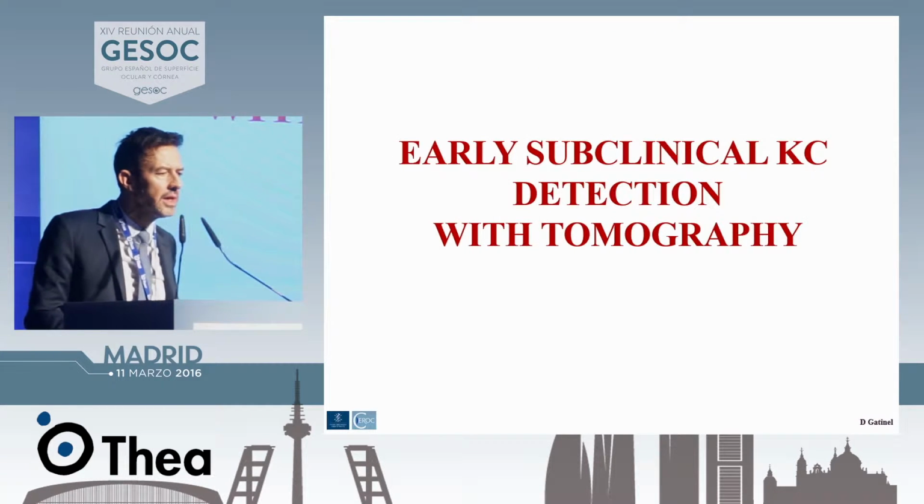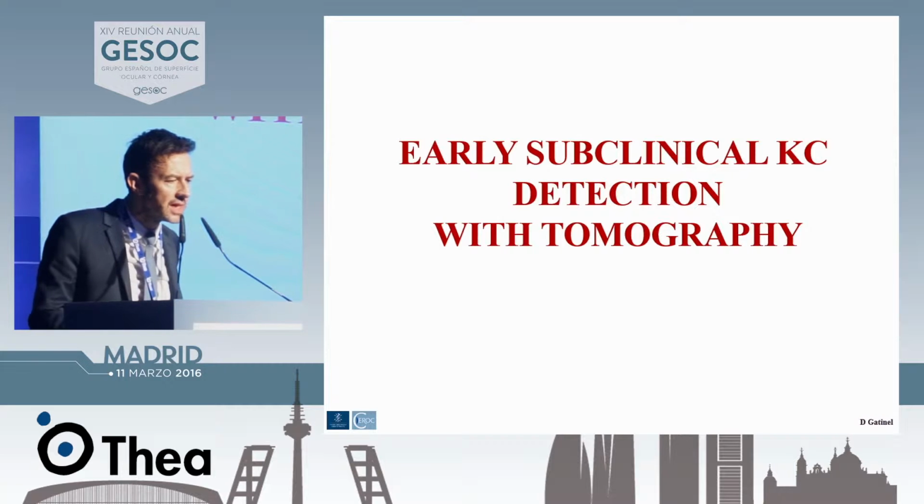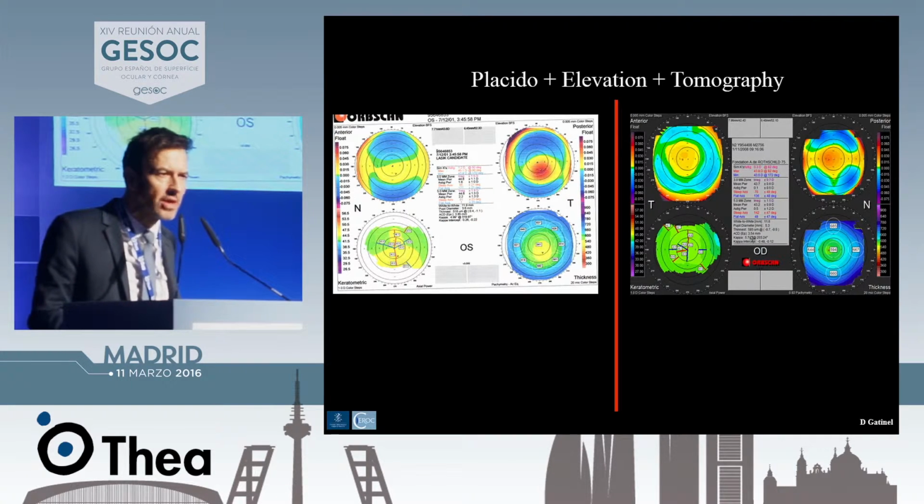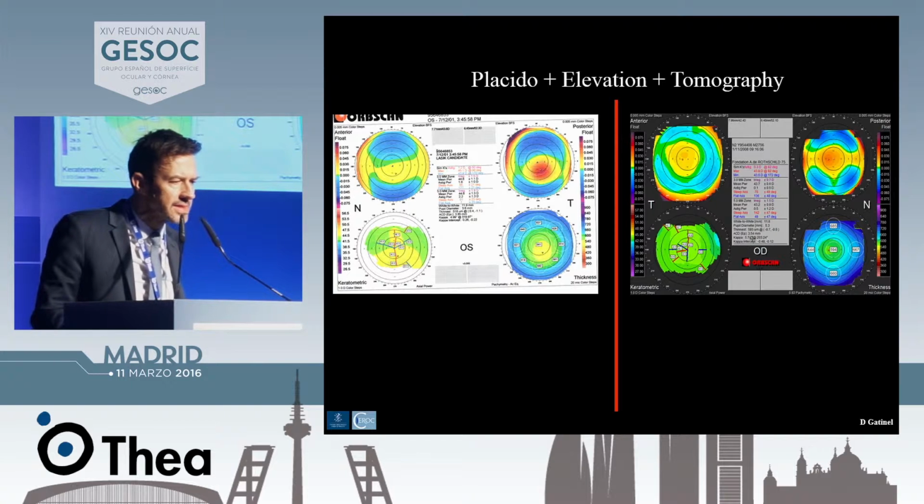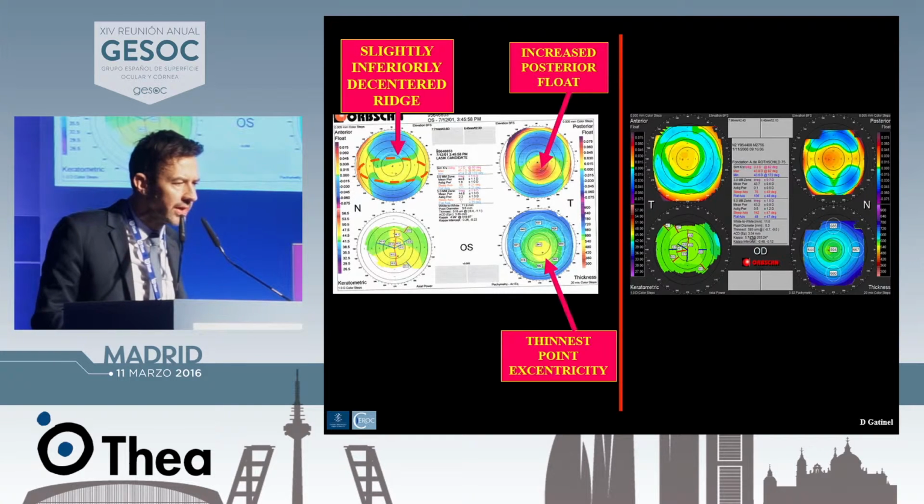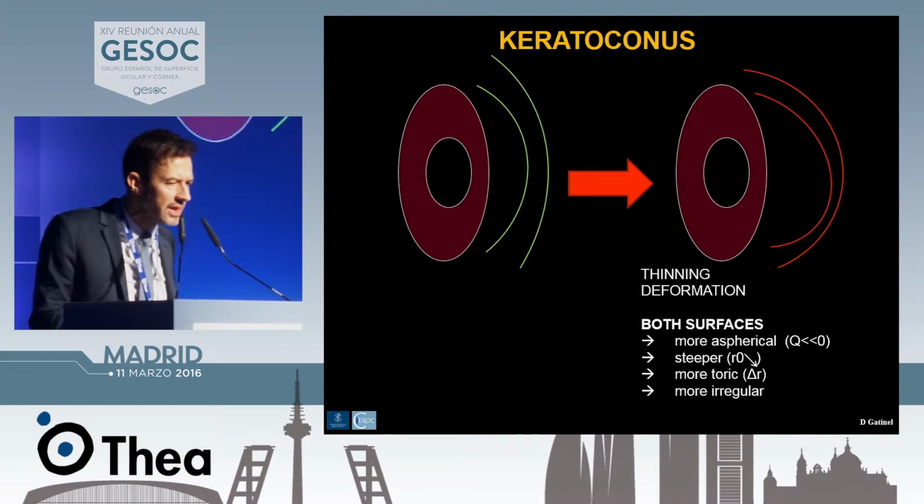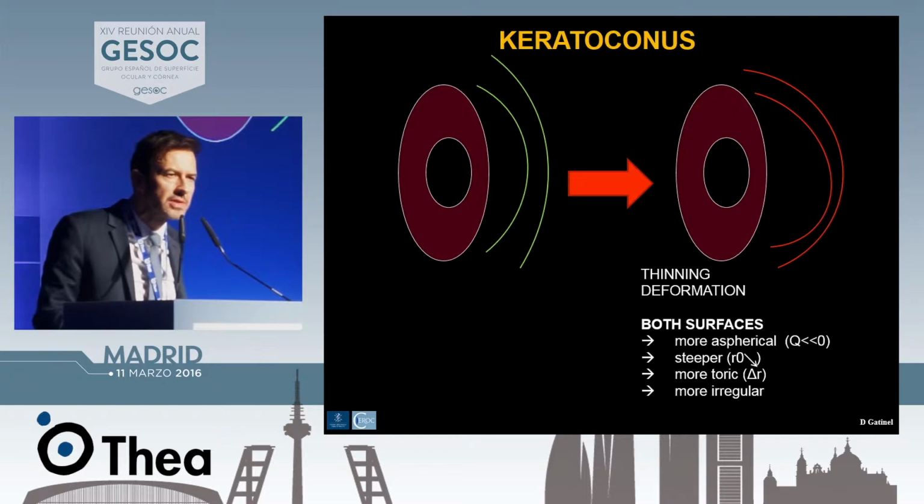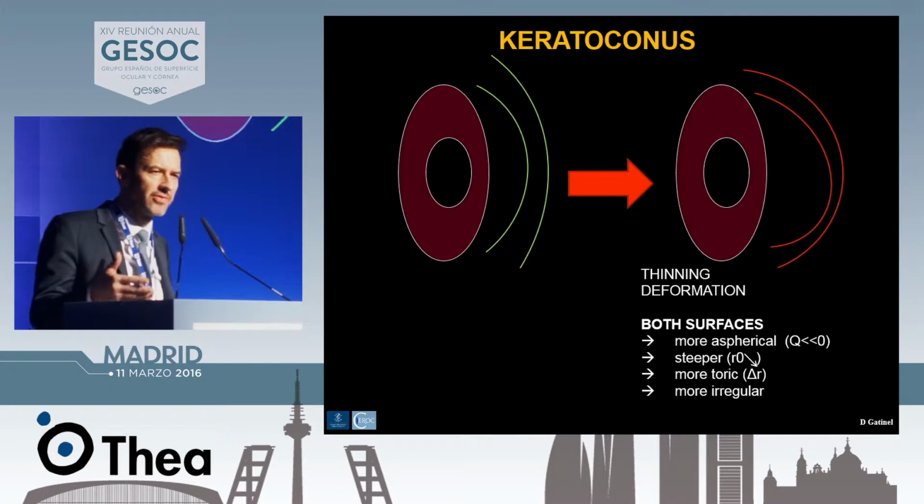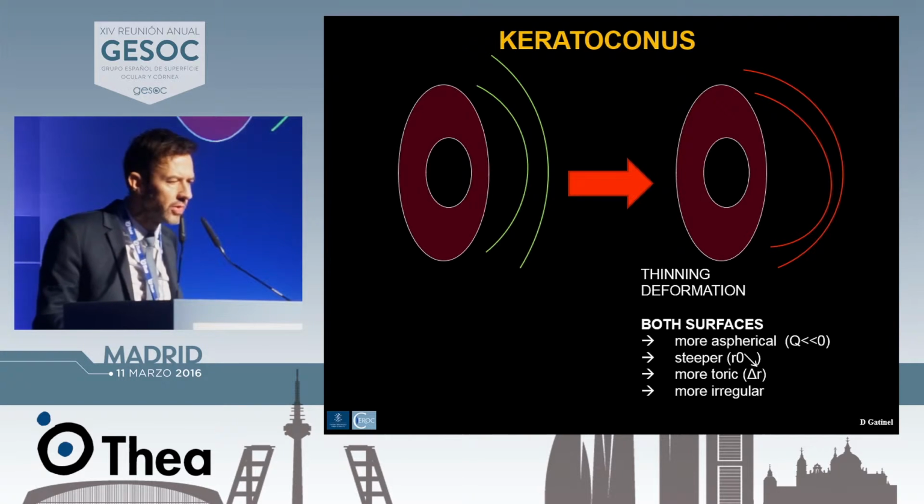And from this, what you have to do is detect keratoconus with tomography in its earliest stage, and this is a classic depiction of what you would find in those elevation maps. You would find decentered elevation, increased posterior float, and thinnest point vertical eccentricity compared to normal cases. Keratoconus, again, is a deformation of the cornea which makes surfaces more aspheric, more toric, more irregular.